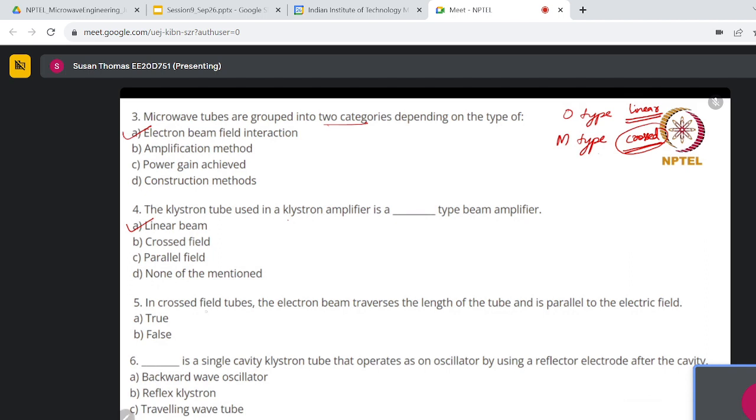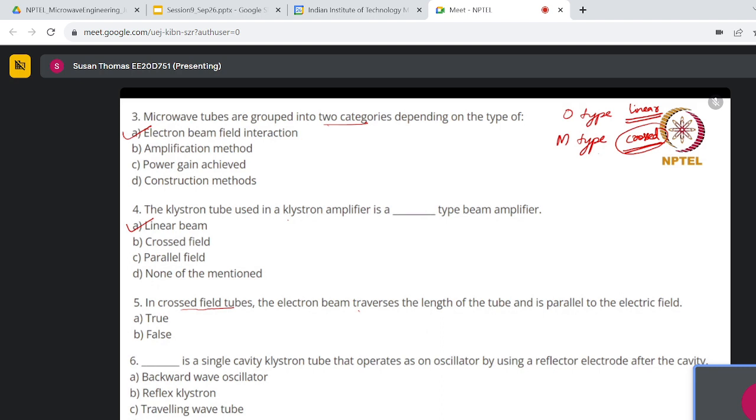Now the question comes about crossed field tubes. In crossed field tubes, the electron beam traverses the length of the tube and is parallel to the electric field. Is it true or false? Is the electron beam traversing parallel to the electric field?